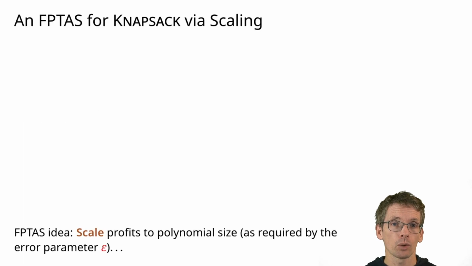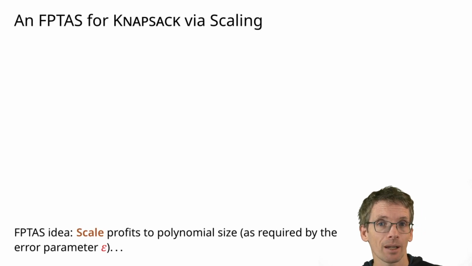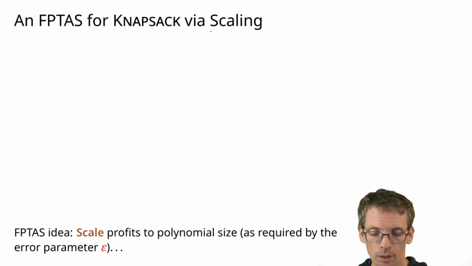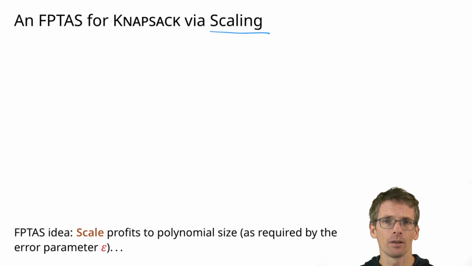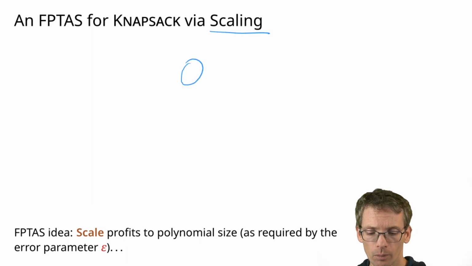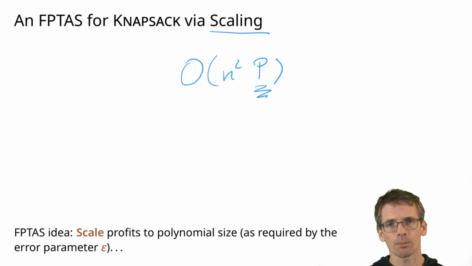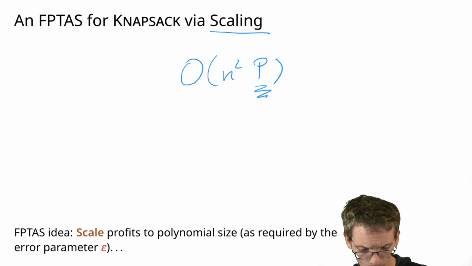Next, we're going to design a fully polynomial time approximation scheme for the Knapsack problem. And for that, we're going to use our pseudo-polynomial time algorithm in the following way. So the idea is to scale the profits. So recall that the running time of a pseudo-polynomial time algorithm was O of n squared times p. The problem being the p here. So the p makes it pseudo-polynomial time.